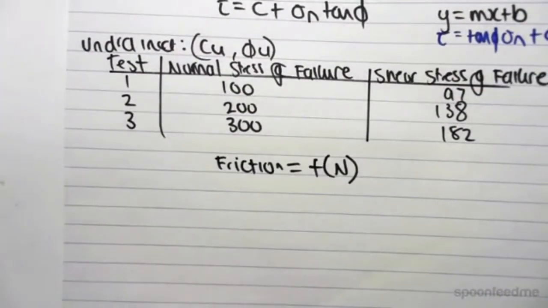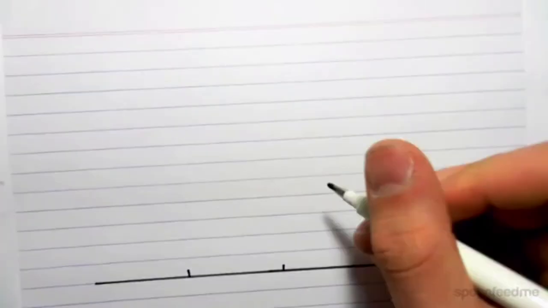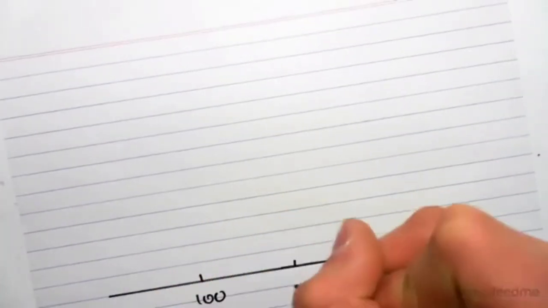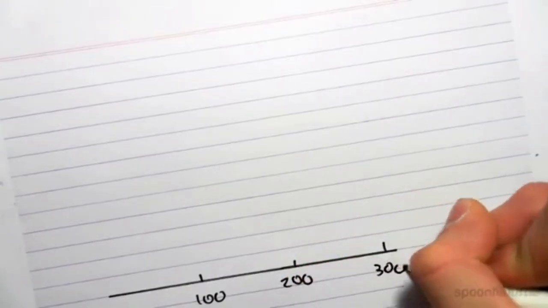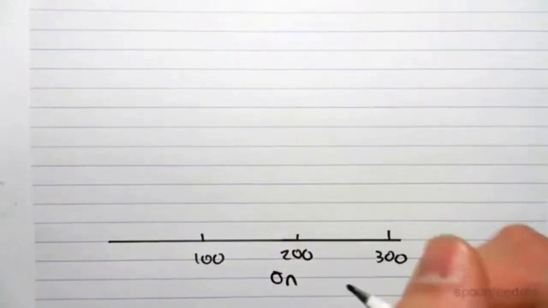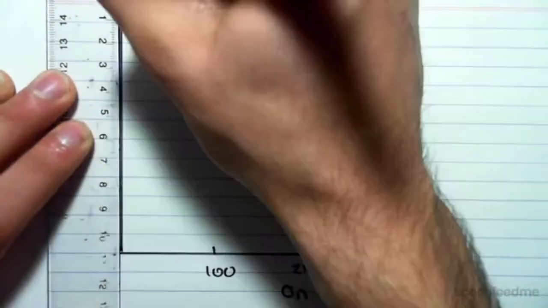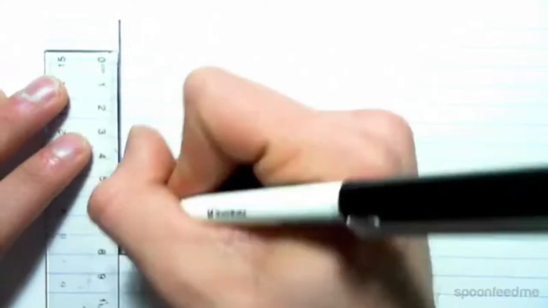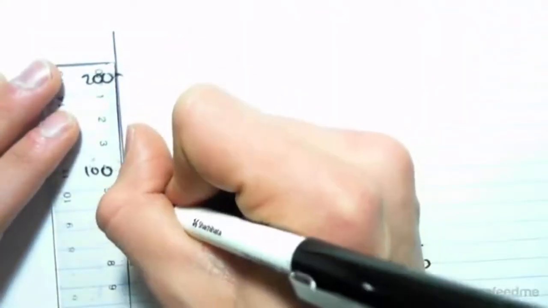So if I were to get a nice piece of paper, and this has to be to scale, otherwise it's not going to work. So I would have 100, 200, and 300, and this would be my normal stress, and we would have on this axis the shear stress, which has to be to scale. So I'm using increments of 4 centimeters to represent hundreds. So that would be 100, 200. A good idea would be to dash in 25s, just because I'm going to be looking at those values.